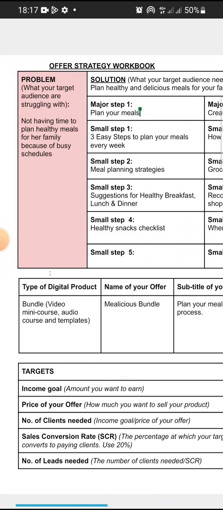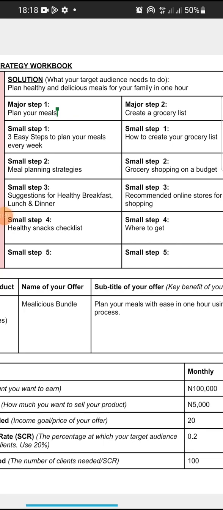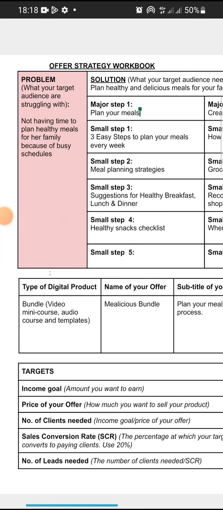So what you need to do is to write out their problems here. As you can see, I've actually written out some examples. An example for this is for people who are in the meal planning niche, or people that are into healthy eating and all of that. I just use this as an example, but this works for any niche or any topic. I only use this meal planning digital products example so that you can have an idea of how to fill your offer strategy workbook.